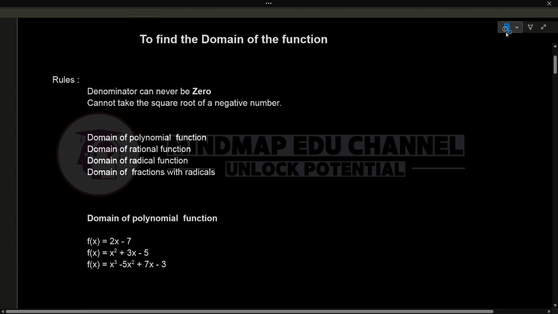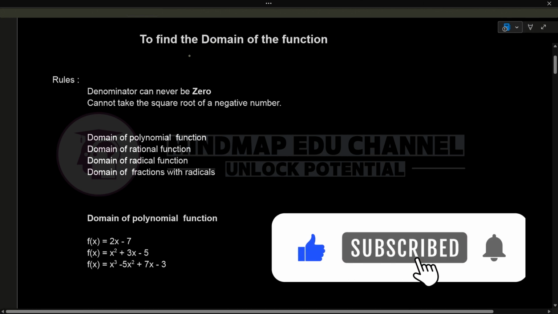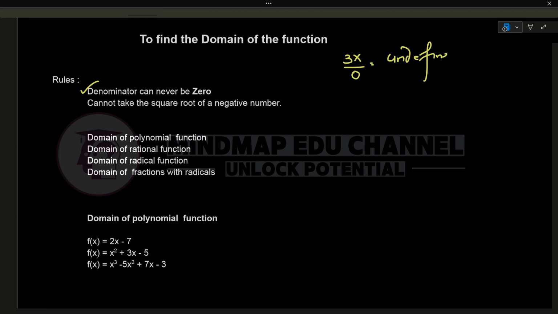In today's class, we will focus on how to find the domain of the function. Here, you should remember the two basic rules. The denominator can never be 0, because if any number or any function is divided by 0, that will be undefined. Second, we cannot take the square root of a negative number. That will again become undefined. So, these are the two basic concepts, or rules, to find the domain of a function.